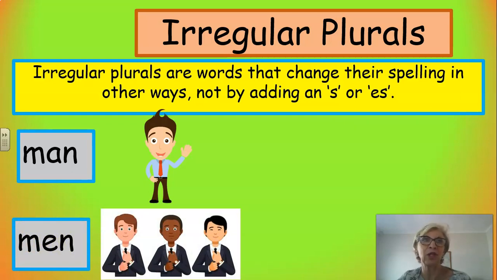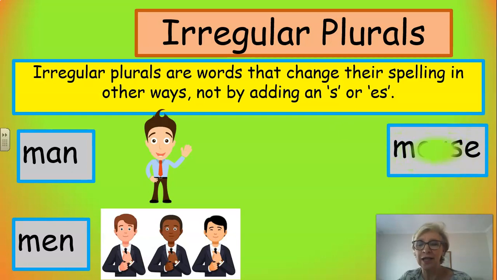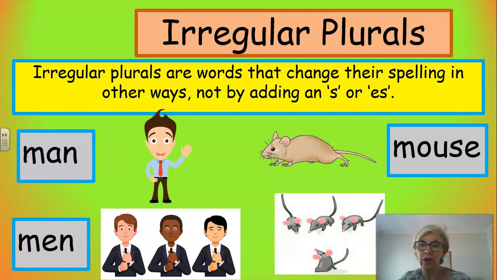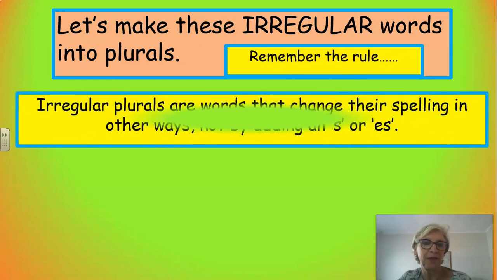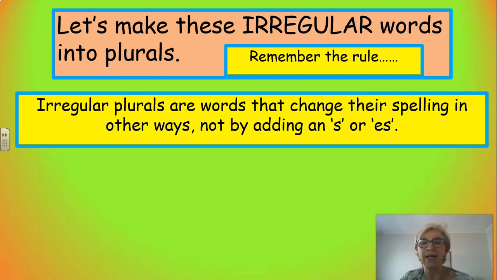Okay, we don't say mans. Well, when the little kids start to talk, they do call them mans. There's lots of mans over there. Because they just think if I add an S to a word, it makes a plural, but then they suddenly learn differently. A mouse, a little singular mouse. But what about a whole lot of mouses? Is it mouses? No, it's mice. Okay, let's have some fun now, making these irregular words into plurals. Remember the rule. Irregular plurals, they're not the everyday ones, they are words that change their spelling in other ways, not by adding an S or ES.